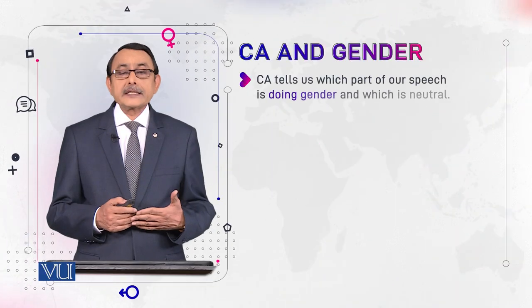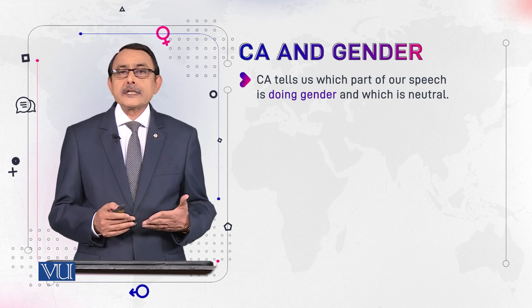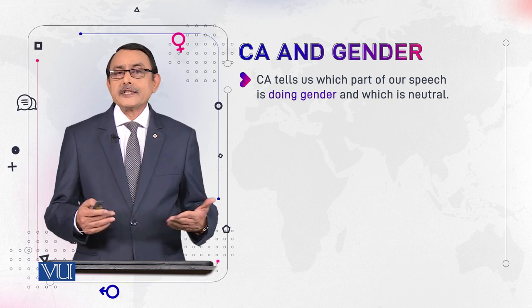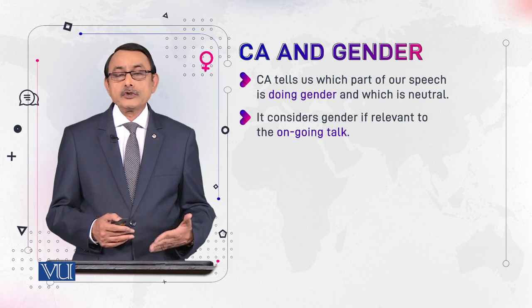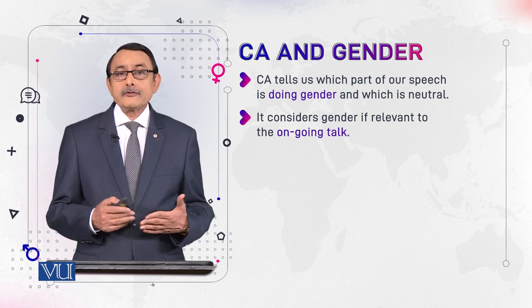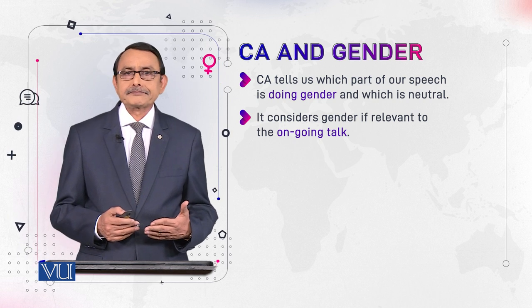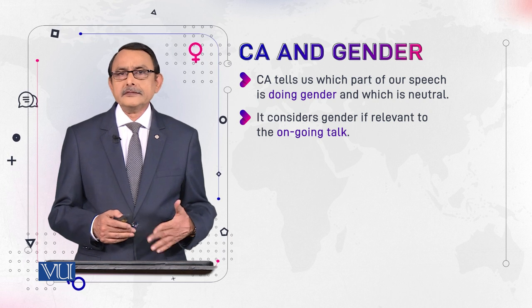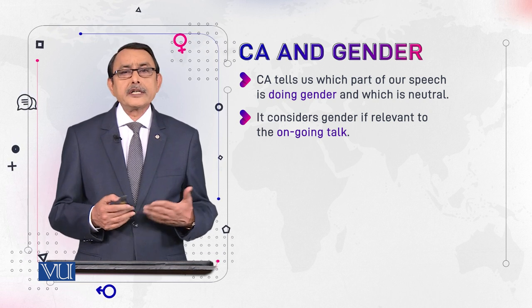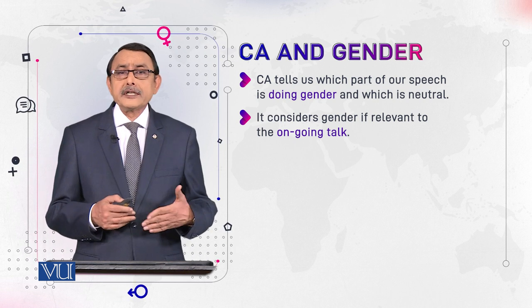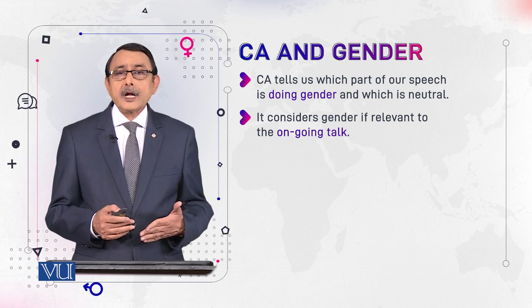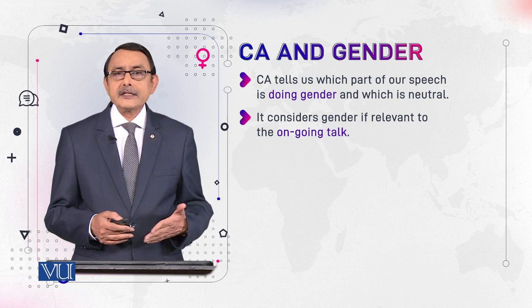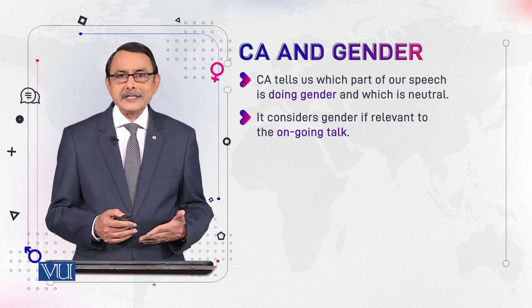Now we see in this module what happens. CA tells us which part of our speech is doing gender and which is neutral. It considers gender if relevant to the ongoing talk. Now we, the conversants, in other words, they never enter the talk with gender assumptions. Gender ideology assumptions, they don't have any role here. But when they talk about gender, if it is relevant, then their talk can have some influence of gender.